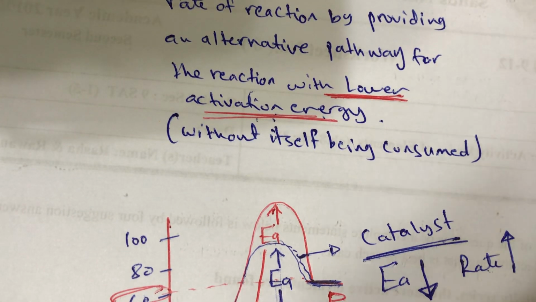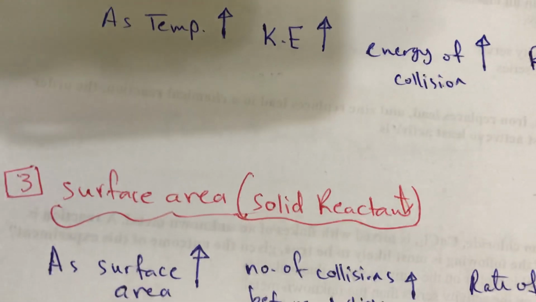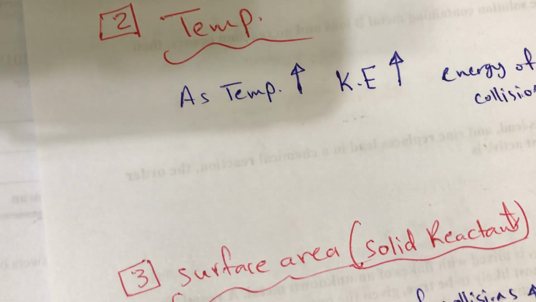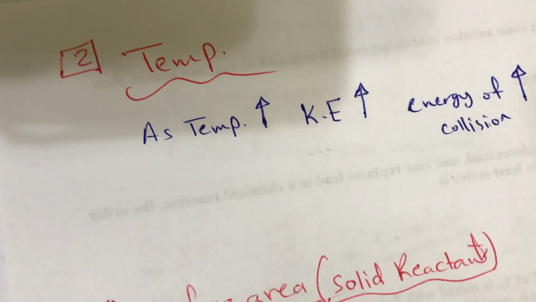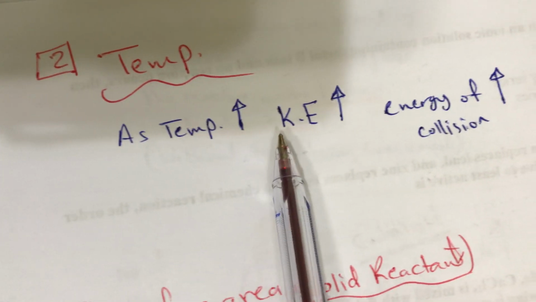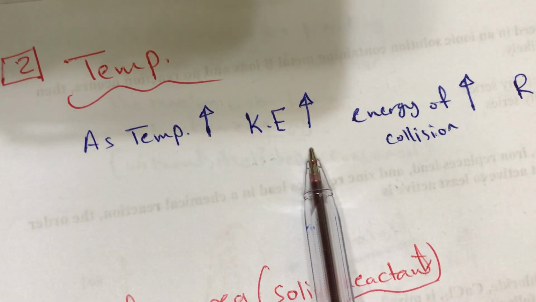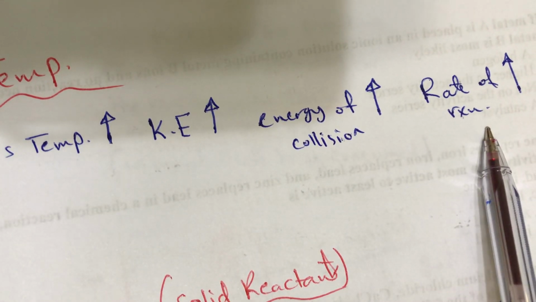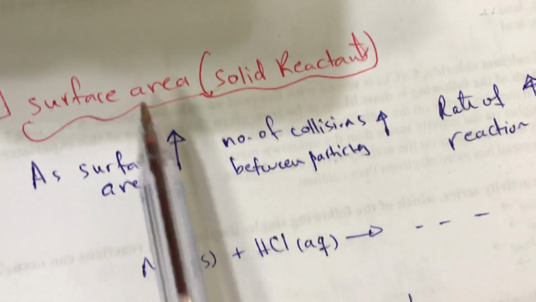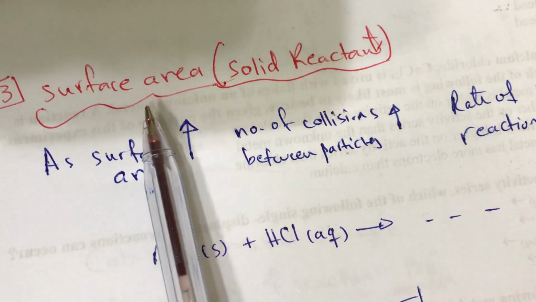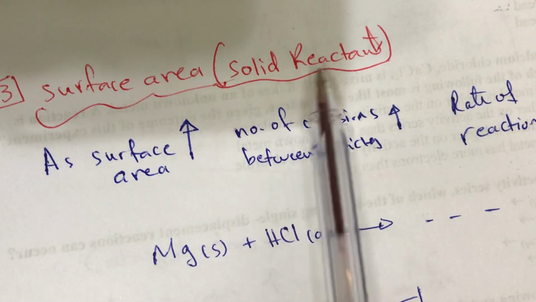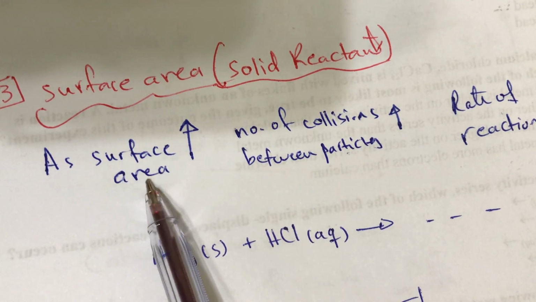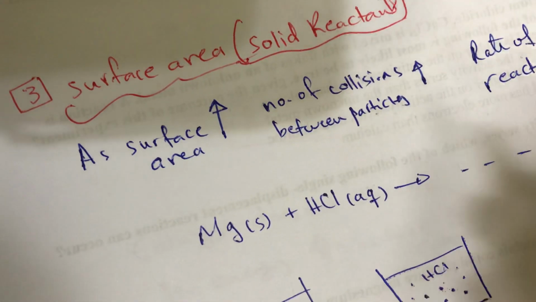Then we talk about temperature. As temperature increases, kinetic energy of particles increases, so the energy of collision increases, then the rate of reaction increases. Surface area, which affects solid reactants. As surface area increases, it becomes powder.